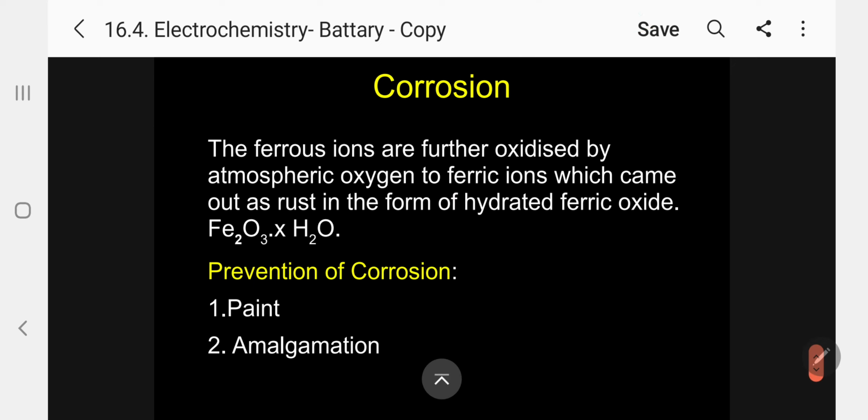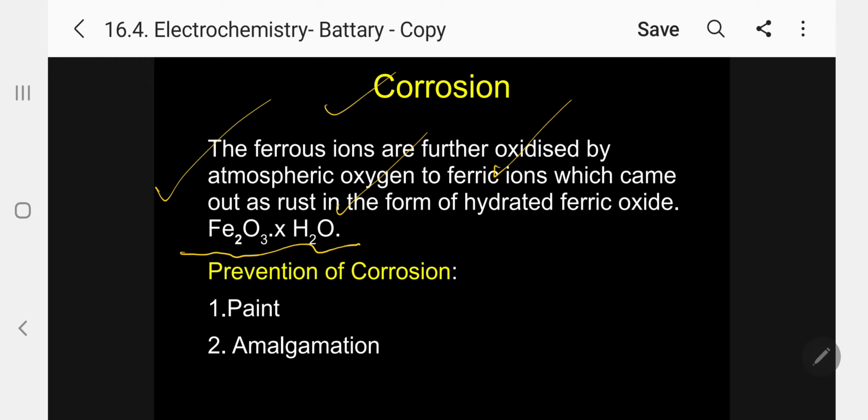Now, the ferrous ions are further oxidized by atmospheric oxygen to ferric ions, which come out as rust in the form of hydrated ferric oxide. That is Fe2O3.xH2O. x may be any number depending upon the concentration of water. So whenever corrosion happens, it spoils the metal, like copper and silver.